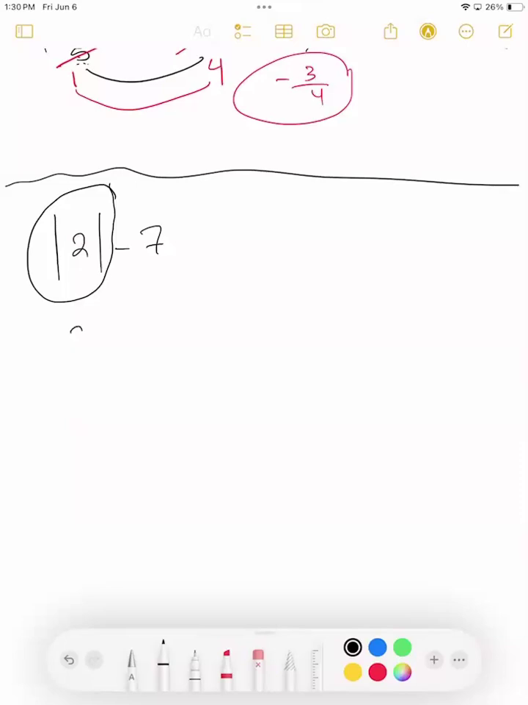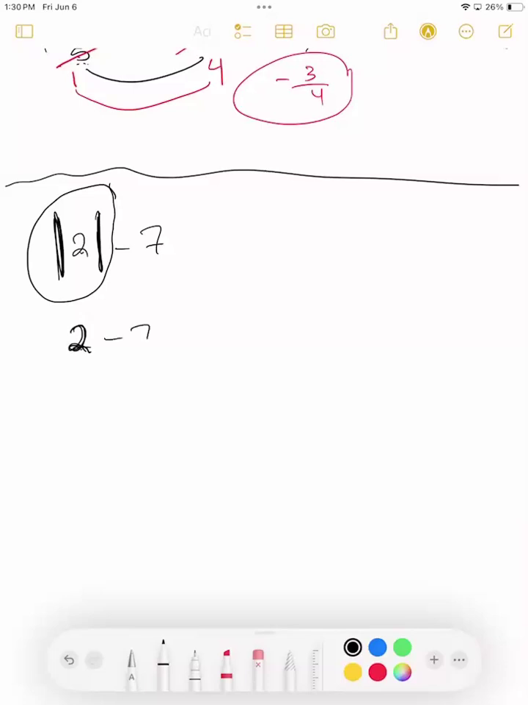Absolute value of 2 is 2. How far is 2 from 0? 2. Distance is always positive. Absolute value says how far a number is from 0. And since we are asking about the distance, it is always positive.